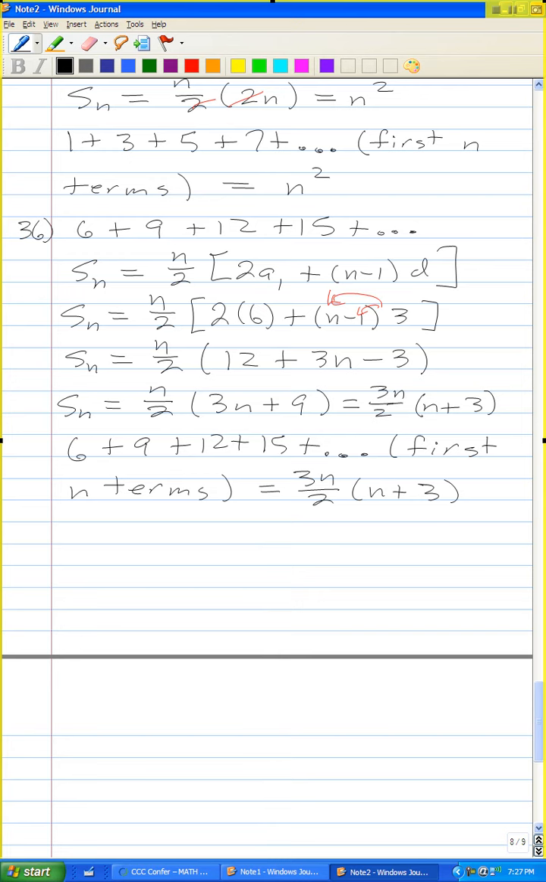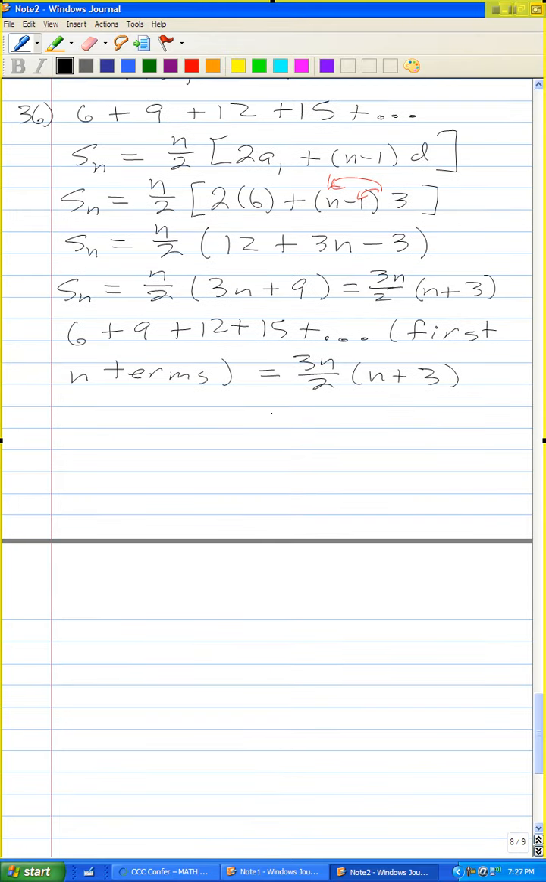Let me do problem number 38. Suppose that the sum of the first 10 terms is 55. The sum of the first 13 terms is 130. In exercises 37 through 40, find a formula for S sub n, the sum of the first n terms of an arithmetic series. Okay, so let's do that.